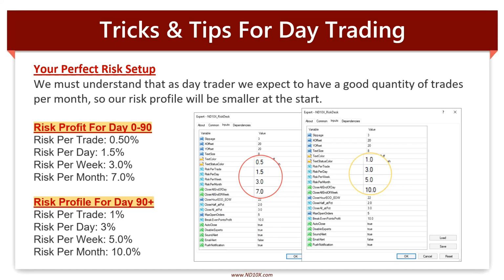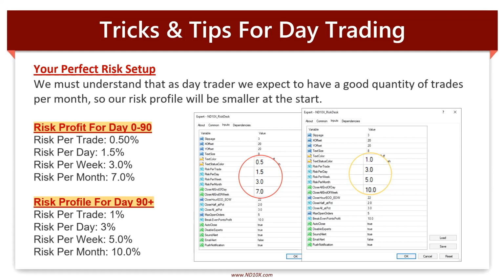Your perfect risk setup. We must understand that as day traders, we expect to have a good quantity of trades per month. So our risk profile will be smaller at the start. Risk profile for day 0 to 90. For the first 3 months, we want to go with the risk per trade being 0.5% only, risk per day 1.5%, risk per week 3%, and risk per month 7%. You should just set your ND10X risk test to help you avoid overtrading.